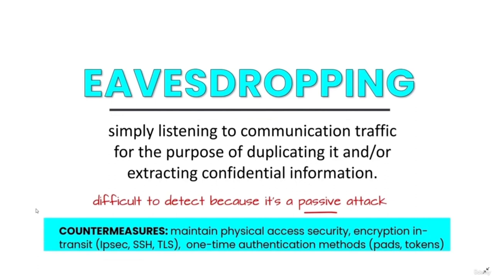Another type of network attack is called eavesdropping. Eavesdropping is simply listening to communication traffic for the purpose of duplicating it and/or extracting confidential information. It's difficult to detect because it's a passive attack. Some countermeasures for this are to maintain physical access security, encryption in transit, and one-time authentication methods.